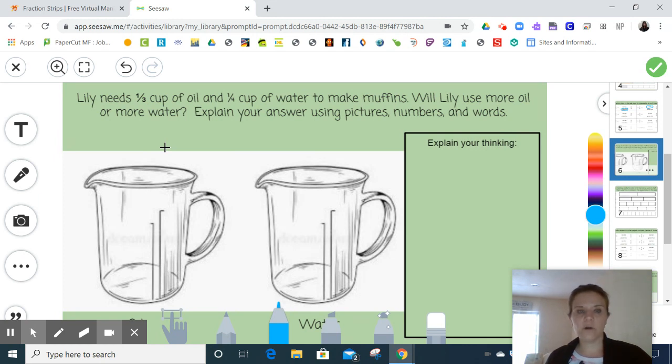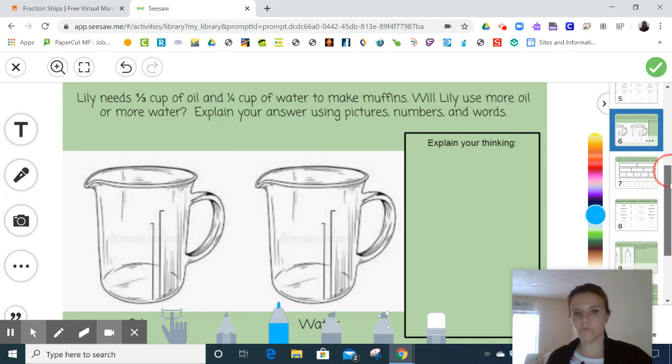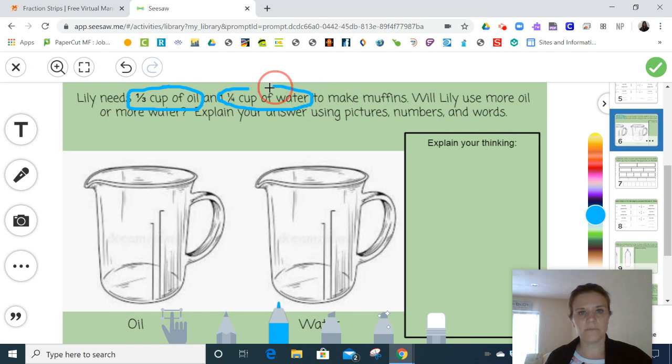Will Lily use more oil or more water? Explain your answer using pictures, numbers, and words. So because I know Seesaw is hard to draw on, I actually found some pictures of measuring cups for you. This one is for the oil, and this one is for the water. Okay, so circle. It says she used 1/3 cup of oil and she used 1/4 cup of water.